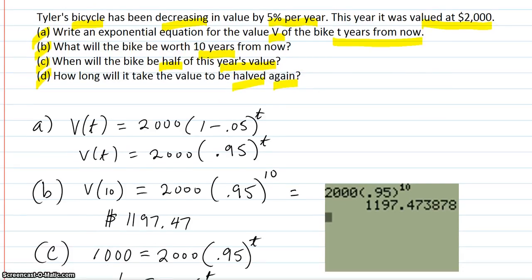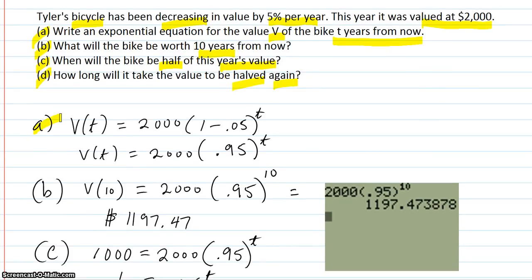So part A, the function, we start off with 2,000, that's the initial value. It's decaying at 5% per year, that's the decay rate. And the decay factor is 1 minus the decay rate, or 0.95. And if you forget the formula for that, all you have to do is realize if it's dropped 5% each year, that means the new value is 95% of what it was.